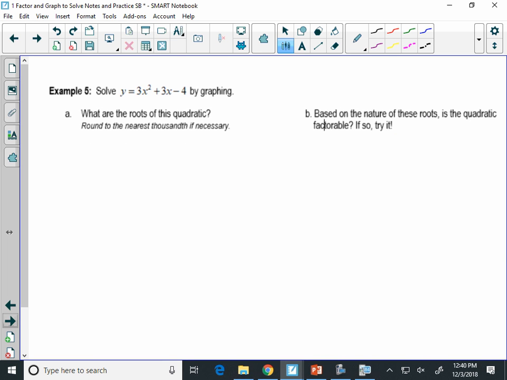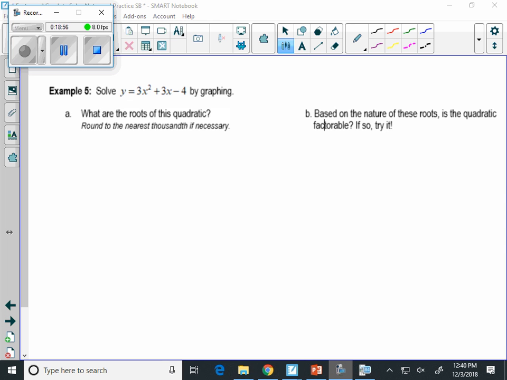Okay? So now I have example 5. I want you to take a second, and I want you to graph 3x squared plus 3x minus 4 in your calculator. I want you to find the roots by graphing on your calculator and round to 3 decimal places. I'm going to give you like 2 minutes here.